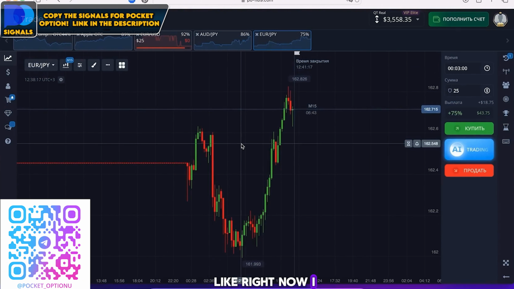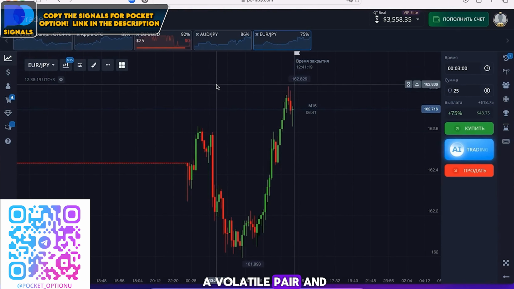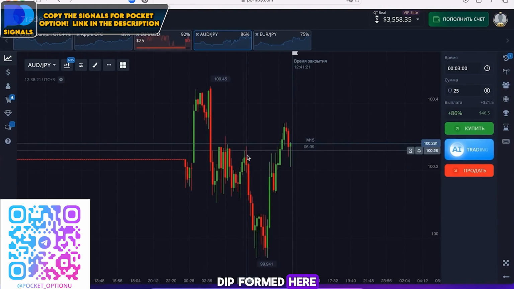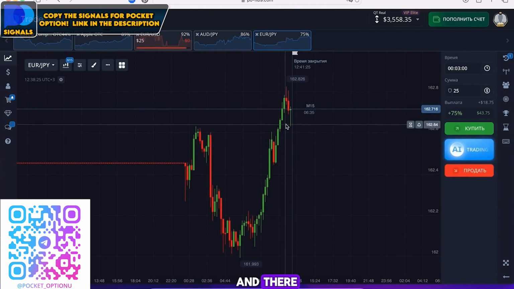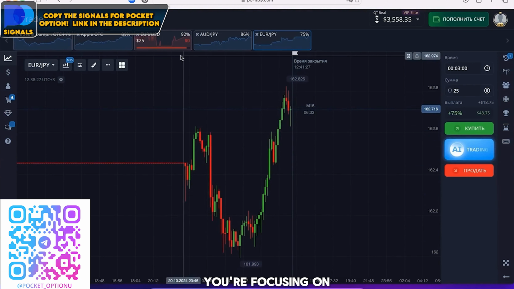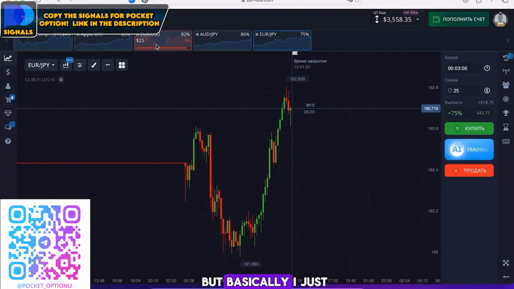Like right now, I opened GBP, a volatile pair, and we have a little dip formed here. Euro GBP is the same. As we can see, there are impulses here and there. So it all depends on you, which pair you're focusing on, how you're going to approach it, how you'll do your analysis. But basically, I just showed you how to trade in a situation like this.